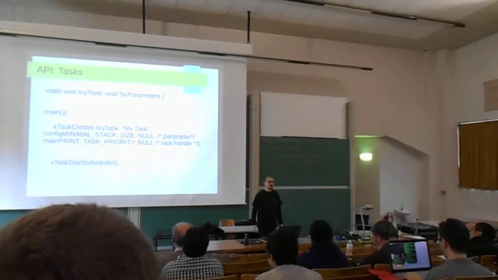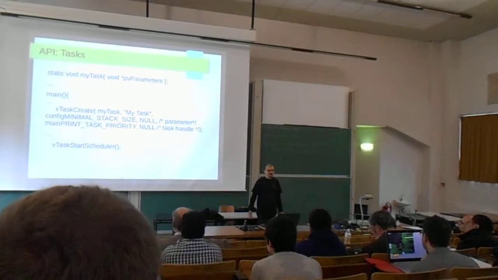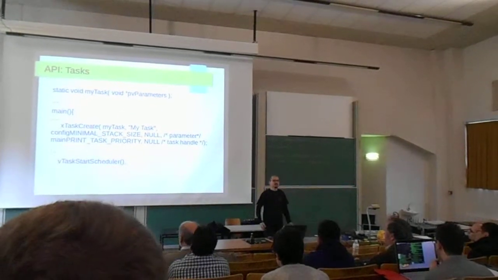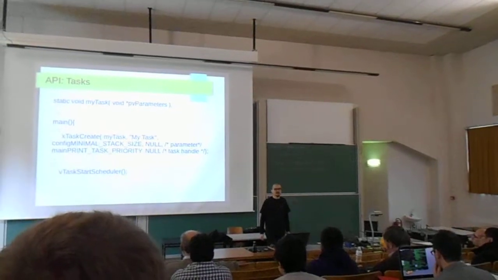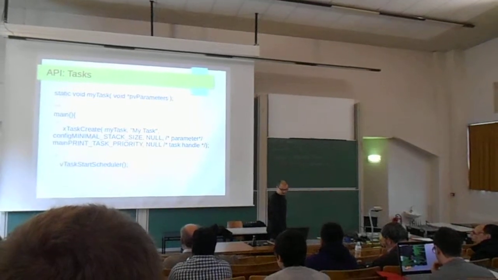I can pass a parameter. I can pass a priority, an integer. Then if I need, I can keep a handle to my task if I need to kill the task or play with its priority in the future. Here it's null because most of the time you don't need that. And then we start the scheduler.